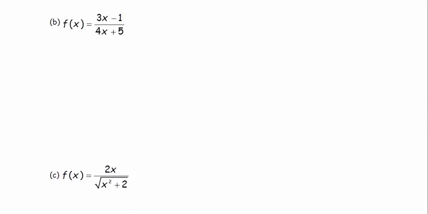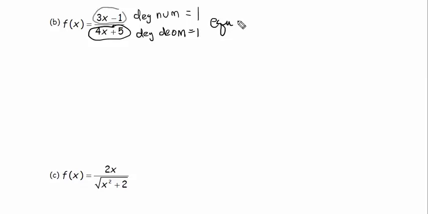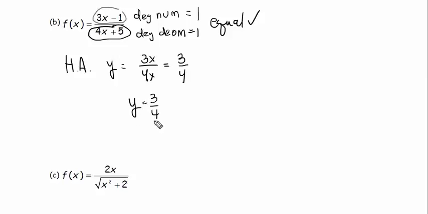So this one we did not have to find a common denominator because f of x is 3x minus 1 over 4x plus 5. So the degree of this numerator is going to be 1, and the degree of the denominator is also 1, so they are equal. That means your horizontal asymptote is y equal to 3x over 4x, or 3 over 4. y is equal to 3 over 4.